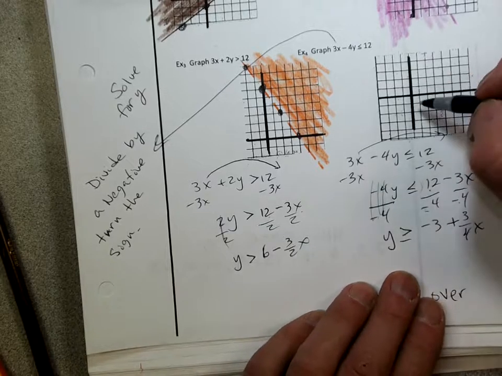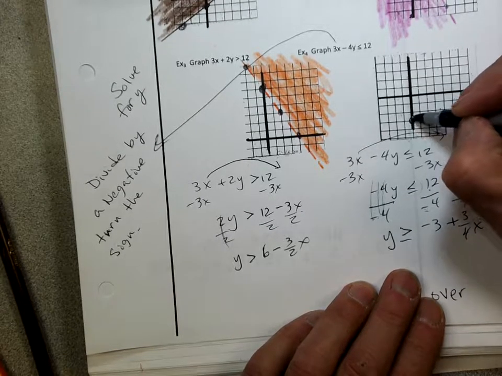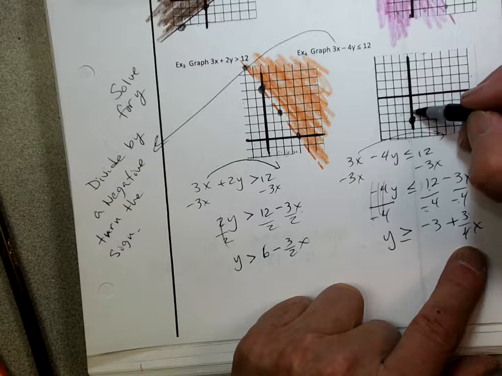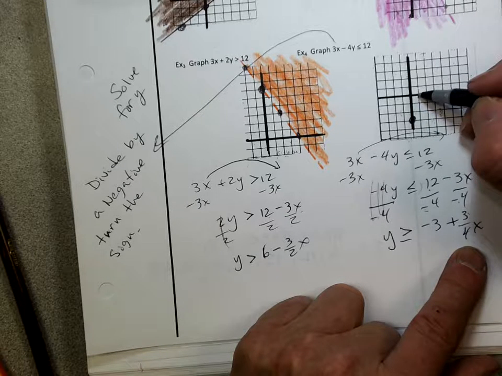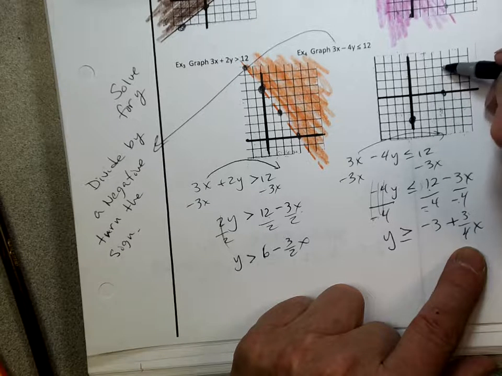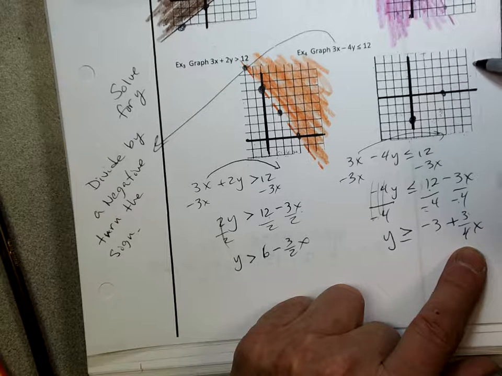Okay, so let's start at negative 3 on my y-axis, down here at 3, and then my slope is up 3 over 4, so I'll go up 1, 2, 3, 1, 2, 3, 4. I can do it again if I want to. 1, 2, 3, 1, 2, 3, and 4.